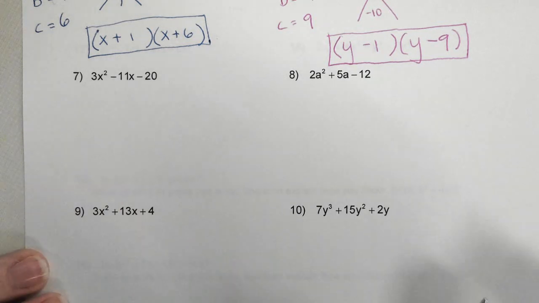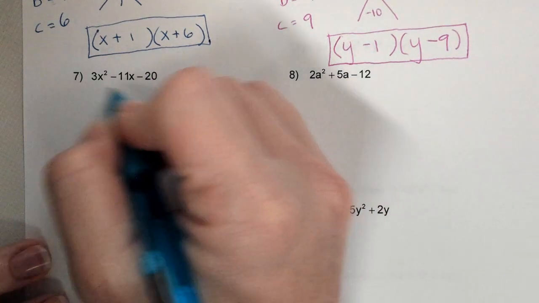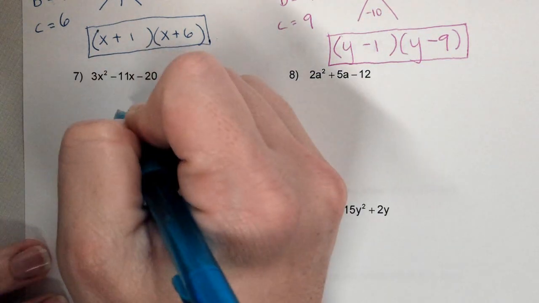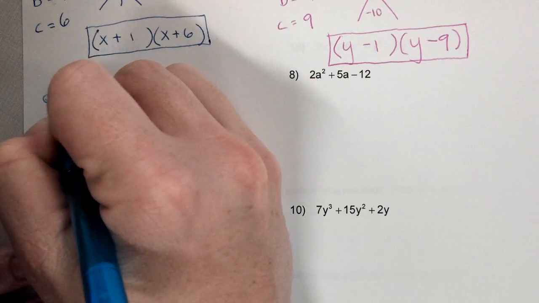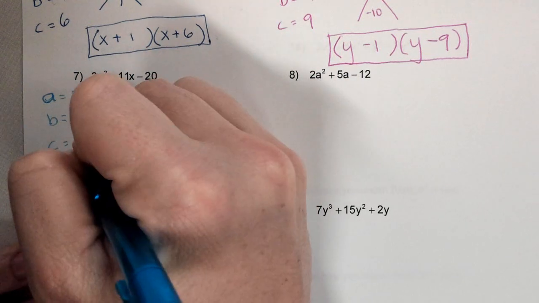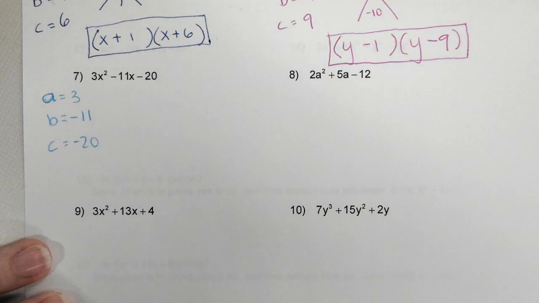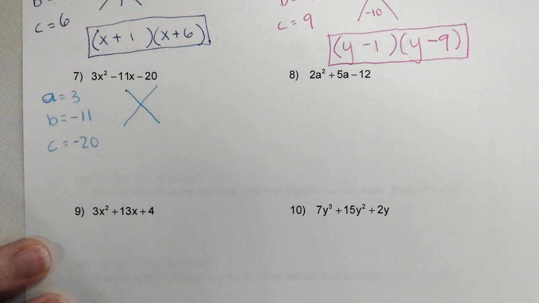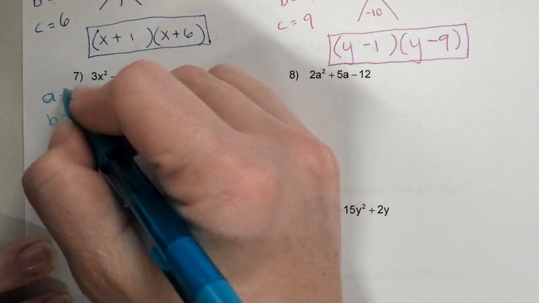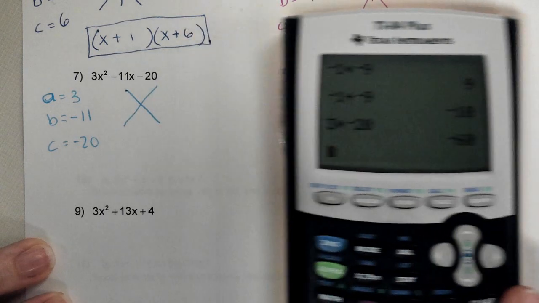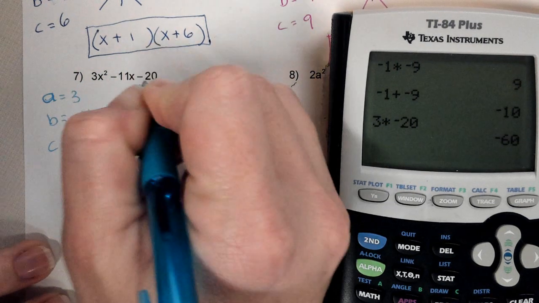Okay, so now let's start looking at some that don't have A as 1. So let's see number 7. So it's in order. 3 does not go into 11. 11 is prime, so if 3 doesn't go into it, we're done. 3 is prime also. So A, B, C. A is 3. B is negative 11, and C is negative 20. Be super careful with your negatives. If you ever can't figure out your x, always double check your negatives first, and then check if it's prime before you just say it's prime. Okay, so A times C, 3 times negative 20. And then B is negative 11.